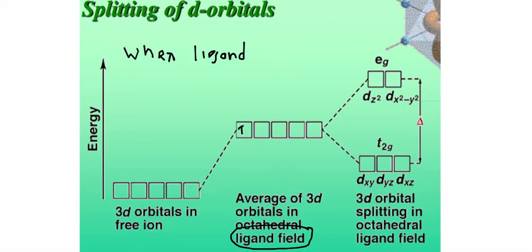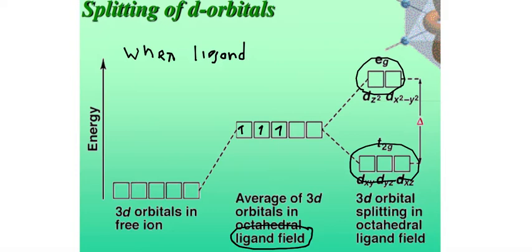When ligand fills in the orbitals, it causes the orbitals to split into two different levels. You can see here, two of the orbitals take up a much higher point and three of the orbitals take up a much lower one. So they always split in this order, 2 and 3. The 3 remain at a lower level, whereas the 2 jump to a much higher energy level. This is due to the filling up of the ligand.